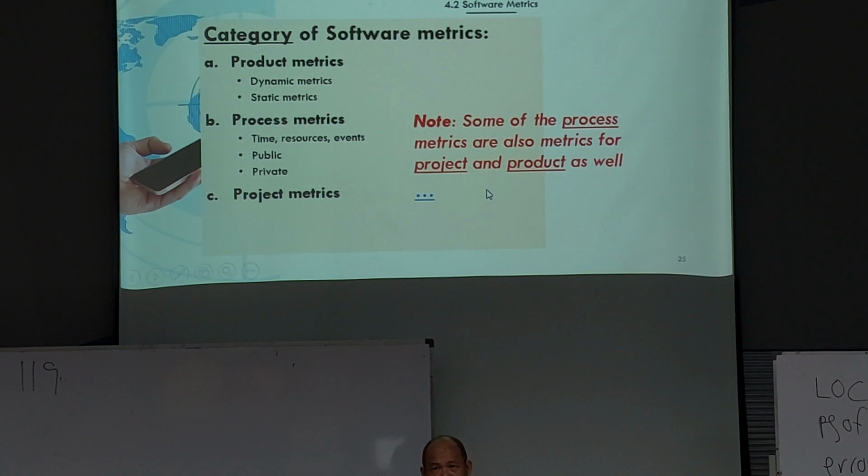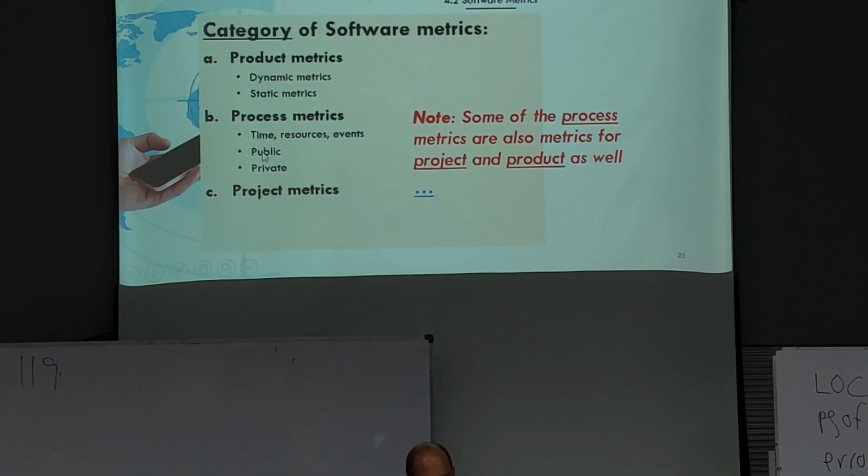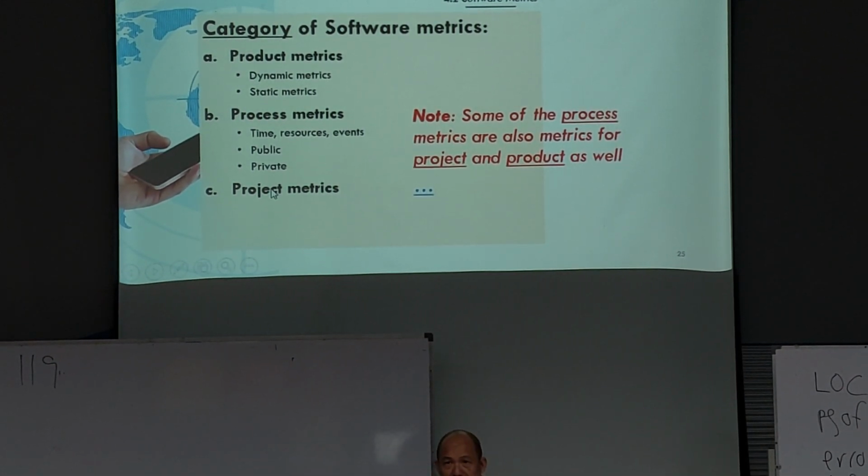So all these metrics are not exclusive. A particular metric can be used to measure the product, and can also be used to measure projects. For example, lines of code. Lines of code can be used to measure the product, and can also be used to measure the project.